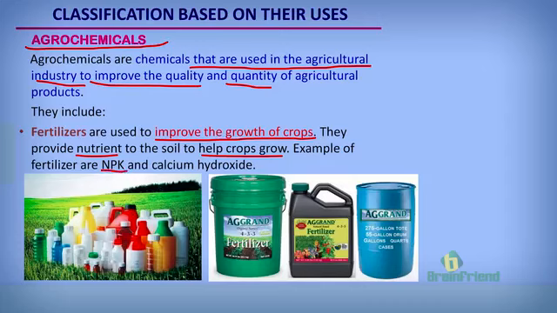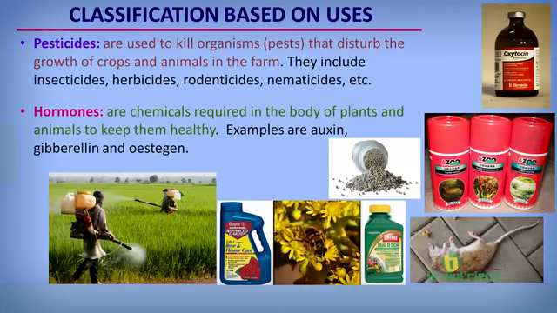NPK. This is a name for a group of fertilizers. Then we have calcium hydroxide. These images on the screen are various types of fertilizers. The second type of agrochemicals are pesticides. Pesticides are chemicals that are used to kill organisms that disturb the growth of crops and animals in the farm.